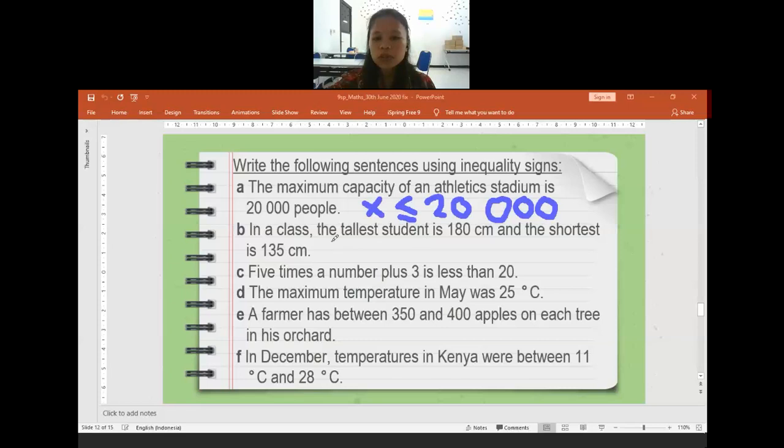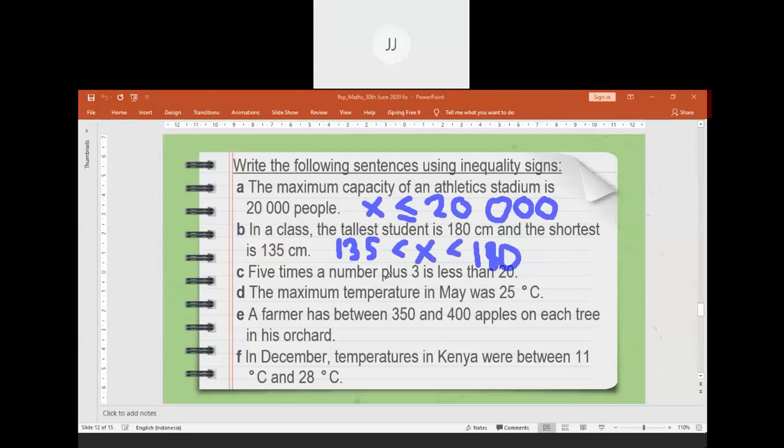Because there are two numbers, it's just like this: x, and then less than. The smaller number we have to write first. That's why we write 135 centimeters, and after that we write 180. And then do we have to write the equal sign, like is it less than or equal, or only less than? What do you think? Only less than or equal.